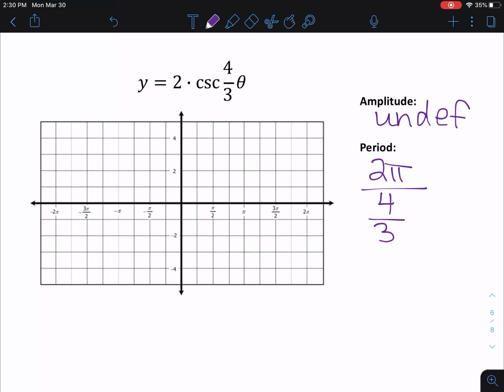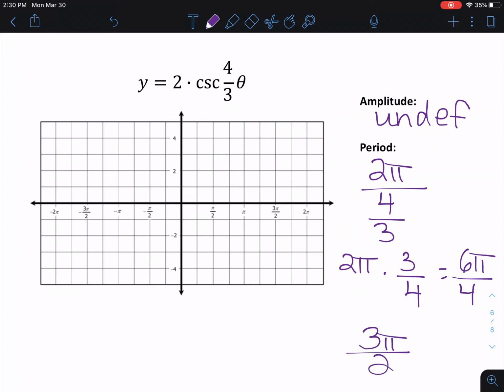Okay, so that means I need to take 2 pi divided by 4/3, or 2 pi times the reciprocal 3/4, which would give us 6 pi over 4. And if we reduce that, we would have 3 pi over 2. Okay, so that's our period.